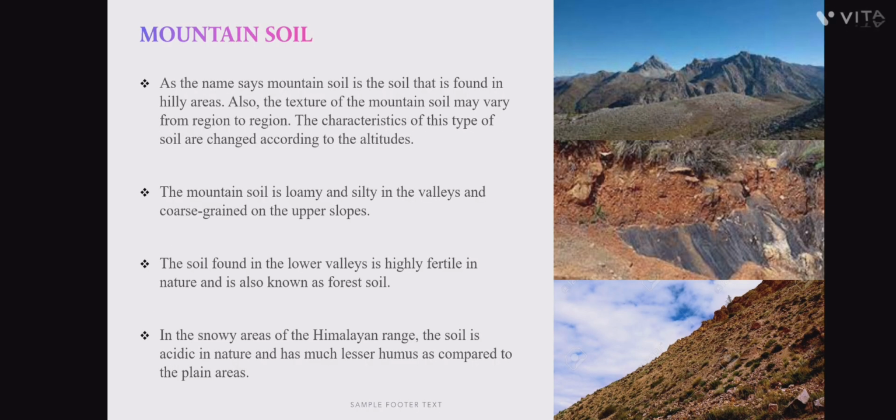Next is mountain soil. As the name says, mountain soil is found in hilly areas. So, soil may vary from region to region. This type of soil changes according to the altitude. As we go up, the soil will change. So it is loamy and silty in the valleys and coarse-grained on the upper slopes. The soil found in the lower valleys is highly fertile in nature and is also known as forest soil. In the snowy areas of the Himalayan range, the soil is acidic in nature and has much less humus as compared to the plain areas.